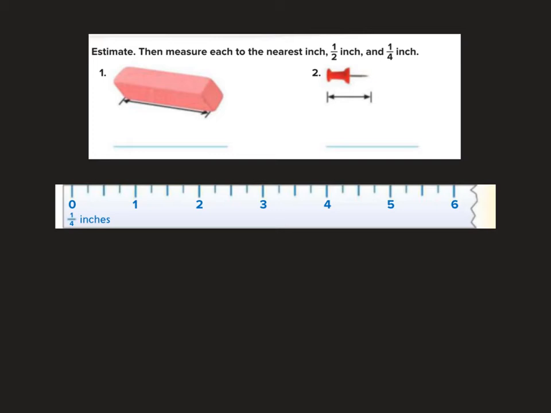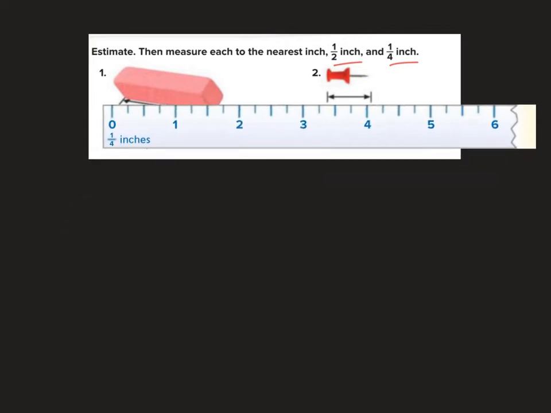Estimate the measure each to the nearest ½ inch and ¼ inch. Ooh, I didn't see they were putting this at an angle. All right, I'm going to have to do my best here. So I would say this looks about 1 1/2 inches is my estimate. Okay, let me scooch it up.